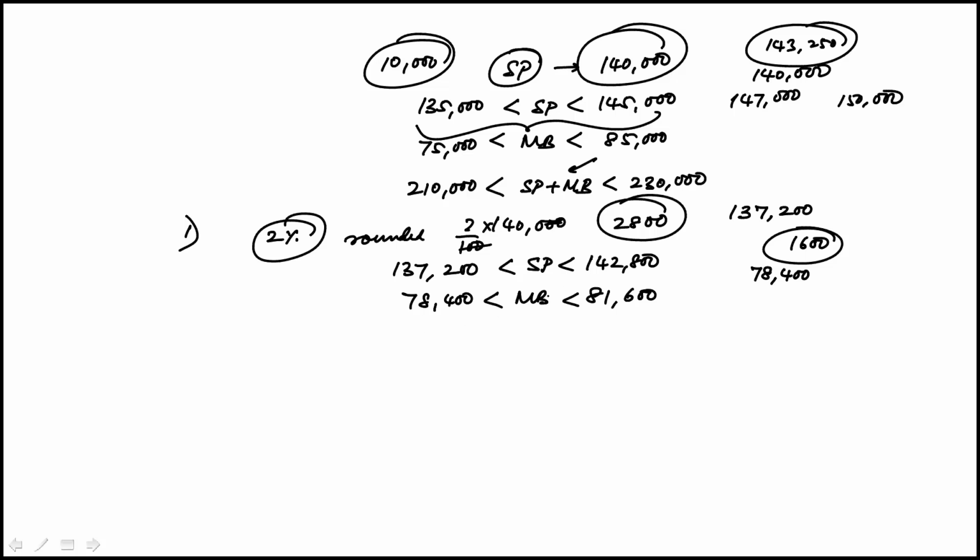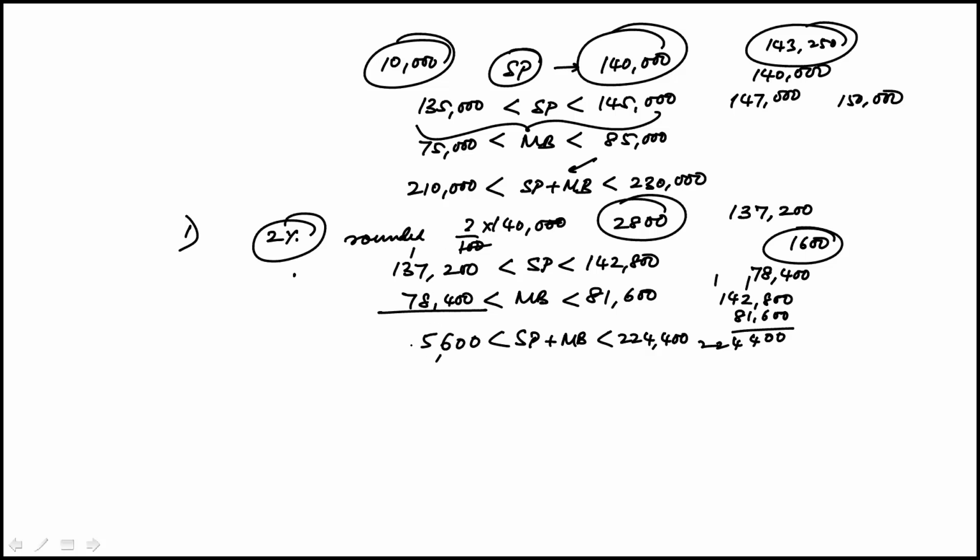So you'll see from statement 1, we have a constraint on the total population. So if I add these numbers, it's going to be 224,400, and here it would be 215,600.